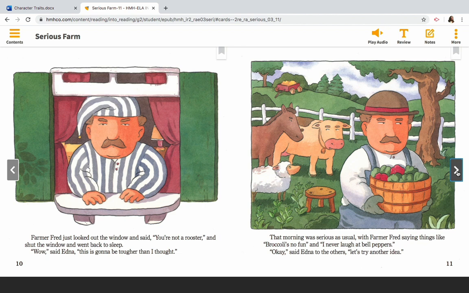Farmer Fred just looked out the window and said, "You're not a rooster," and shut the window and went back to sleep. "Wow," said Edna, "this is going to be tougher than I thought." That morning was serious as usual, with Farmer Fred saying things like, "Broccoli's no fun," and "I never laugh at bell peppers." "Okay," said Edna to the others, "let's try another idea."